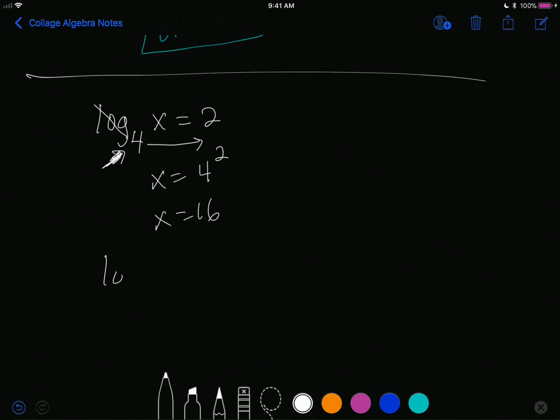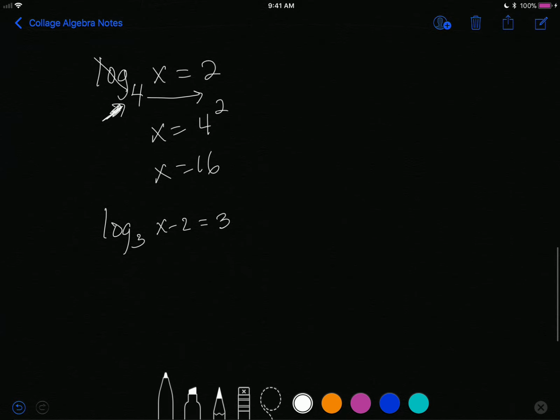Another example, if I have log base 3 of x minus 2 is equal to 3 right here, and I want to solve this equation, drop the log, take the base to the other side, x minus 2 is equal to 3 cubed, x minus 2 is equal to 27, so x is equal to 29 after I add 2 to both sides.